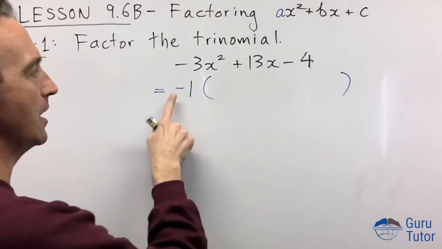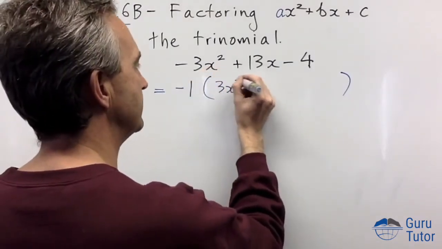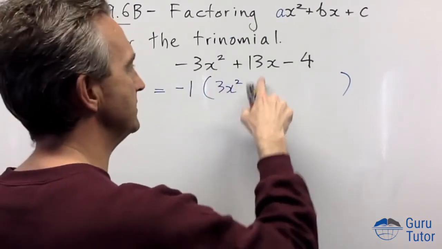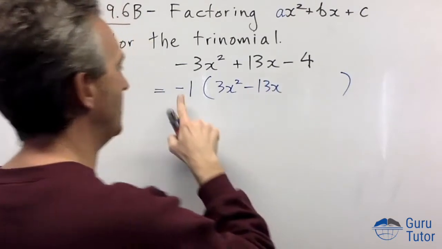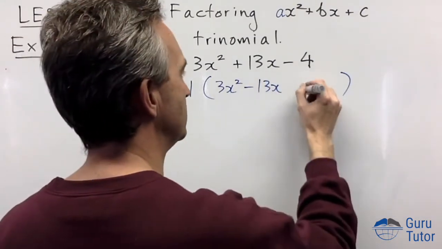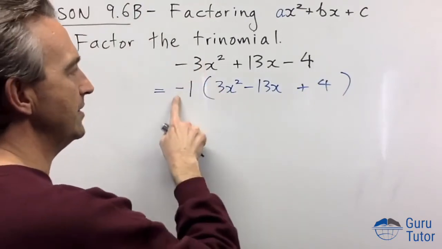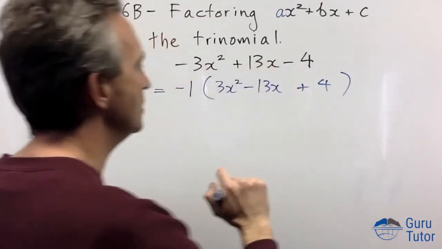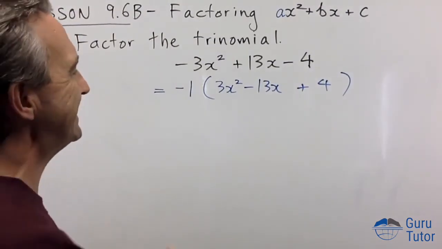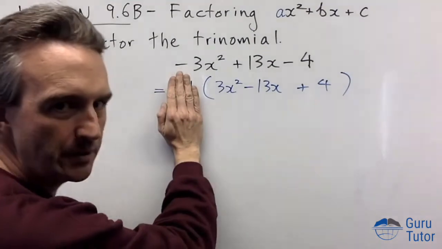Okay, so let's think backwards. Minus 1 times what gives this? 3x squared. Minus 1 times what gives this? Minus 13x. Minus 1 times what gives minus 4? That will be plus 4. Agree? So this times this gives this. This times this gives this. This times this gives this. Looks good. So what we're going to do now is that minus 1 is just going to copy down the next few steps. Other than that, we're going to ignore it.